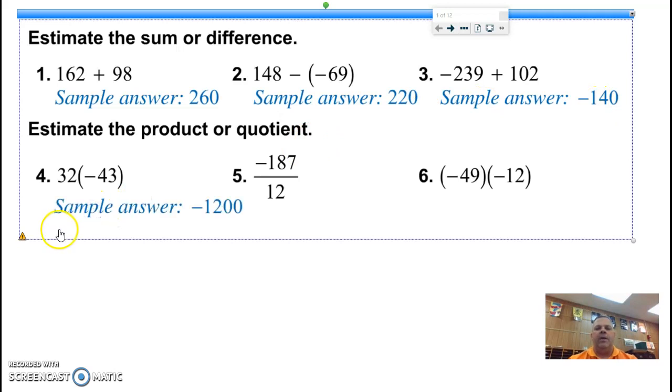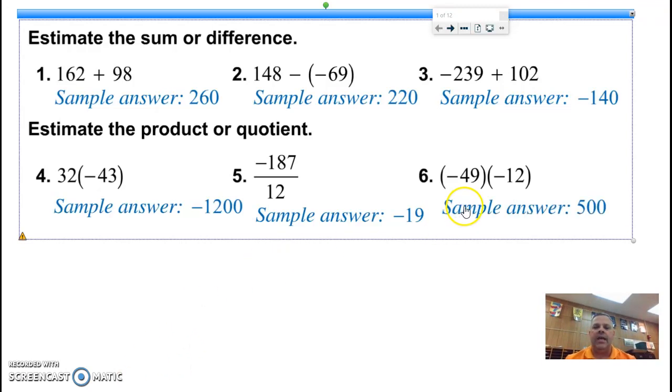In the fourth one, they estimated to be negative 1,200, 30 times negative 40. In number 5, the sample answer was approximately 19. They estimated that to be negative 190 divided by 10, which is negative 19. In the last one, they said negative 50 times negative 10 is 500 because a negative times a negative is a positive.